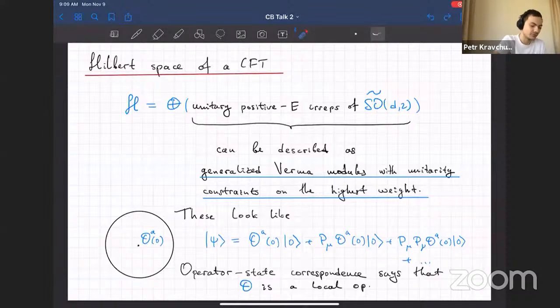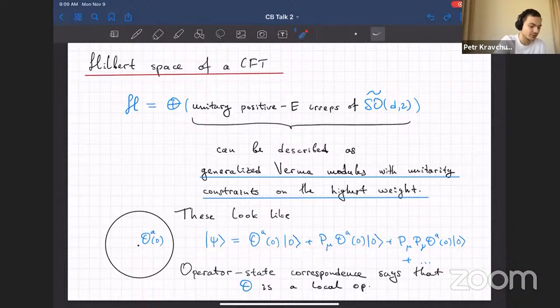And you arrive at this picture where you can describe the states in irreducible representations with these properties as if they were created by a local operator acting on the vacuum in radial quantization, and then its descendants. So far this is just a representation theory statement: we asked what representations are unitary with positive energy, and they can be constructed in this way.